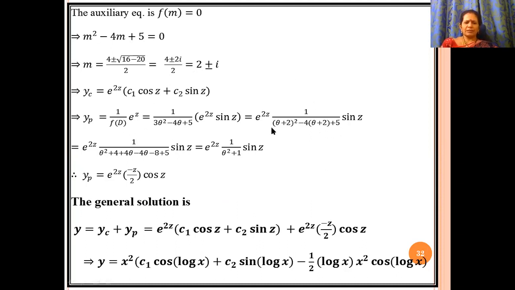Then the particular integral: it is a product of two functions, e power 2z and sin z. For the product of the two functions, the e power az value we can add into the theta like this. Here 3 is also there: 3 into theta plus 2 whole square minus 4 into. Simplify that, and we will get the formula value of YP. Using that, the general solution is Y equal to YC plus YP.